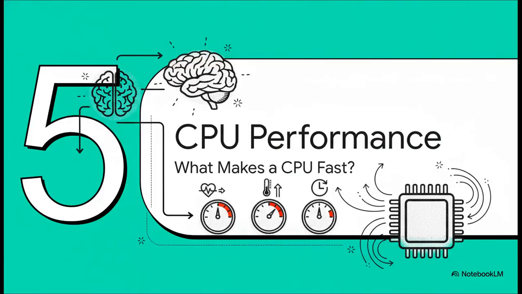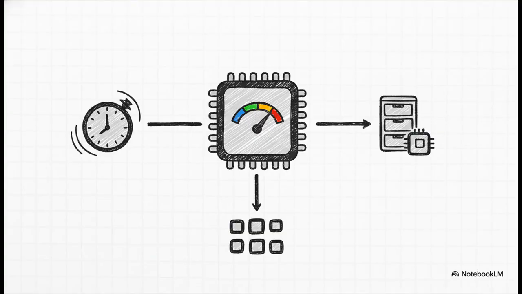Okay, so we know the CPU's basic move is that fetch, decode, execute cycle. But what makes one CPU so much faster than another? Why is the latest chip better than one from 5 years ago? Well, it pretty much boils down to 3 key performance factors. And those 3 factors are clock speed, the number of cores, and cache memory.